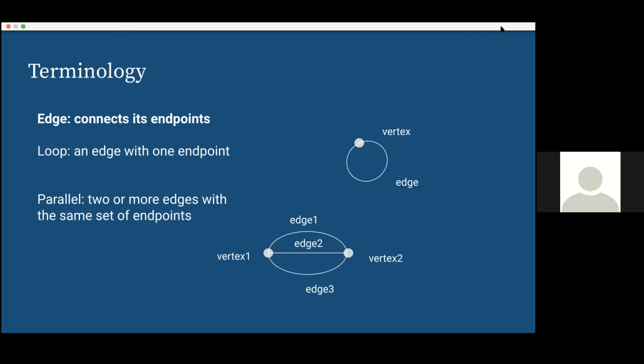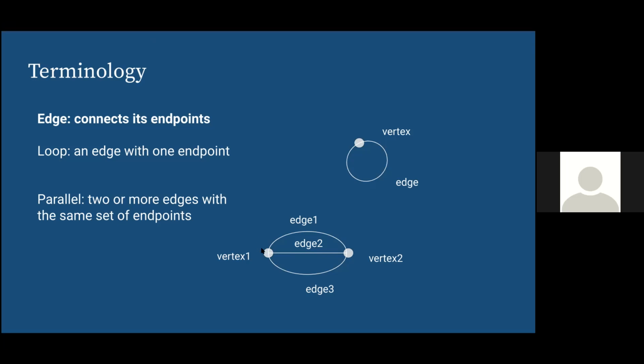Yeah, if both the endpoints of the edge are the same, then it would be considered parallel. So you can see that all three of them have endpoints vertex 1 and vertex 2. You have to have both the same, the head and tail endpoints.